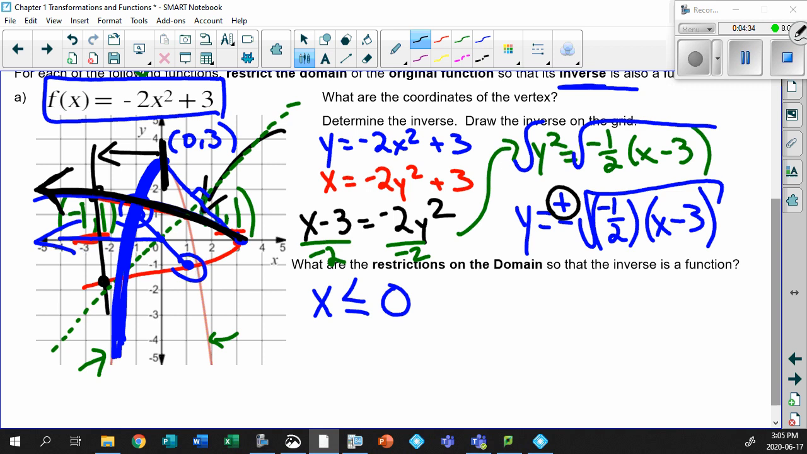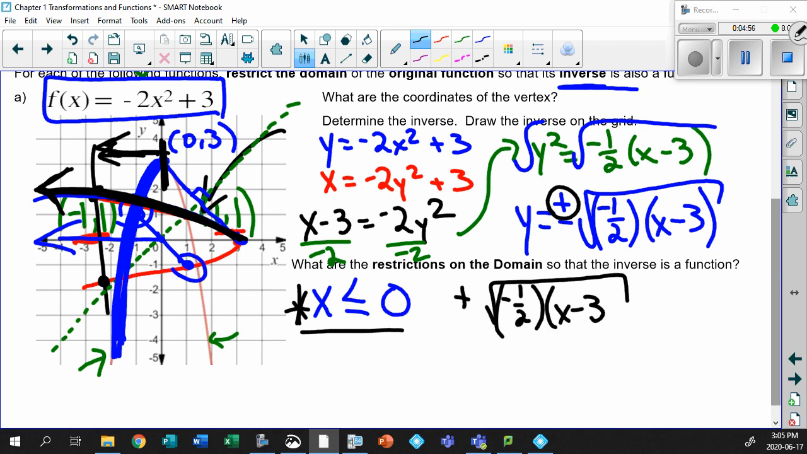So if I only looked at x less than or equal to 0, meaning I'm going in this direction here, right? That means I'm only going to get this portion of the graph. So what is the restriction on the domain? For the inverse to be a function, let x be less than 0, and then I'm just going to have the positive portion of this graph, right? Cool.